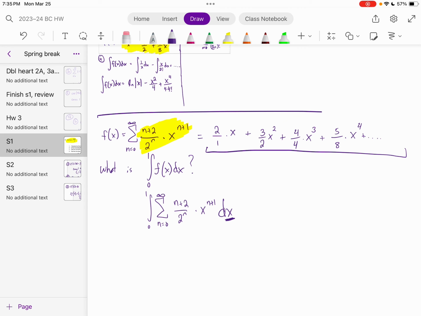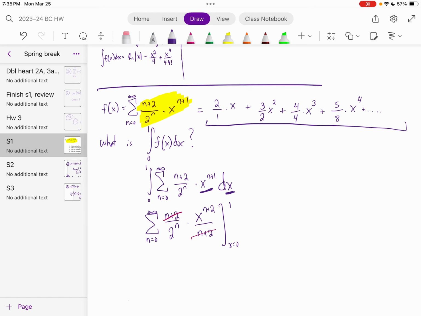But if I wanted to integrate this, remember all that n stuff is just constants. We can move it outside if we wanted to. So we really just have to integrate this piece right here. So what is this thing? It's the sum from n goes from 0 to infinity of n plus 2 over 2 to the n times the integral of x to the n plus 1. Well, it's x to the n plus 2 over n plus 2. And look at that. That's very nice of us. These friends go away very nicely. I don't know why one of those lines is so much thicker than the others. Anyway, we're left with something that looks like this.